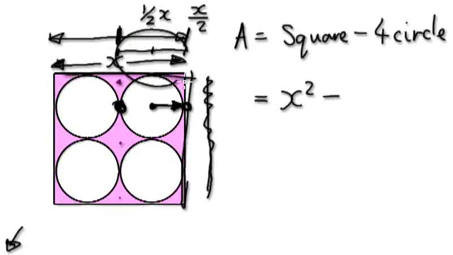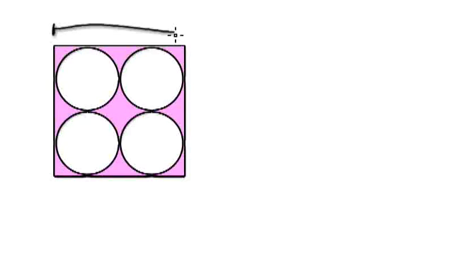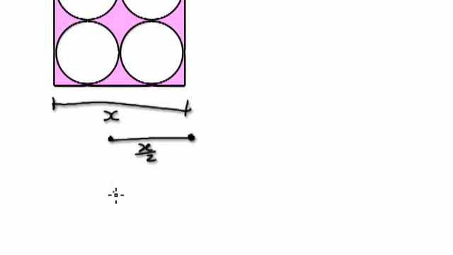But then this is our circle here, and we only need half of that. So half of x over 2. Let me start down here. From here to here is x. We want to know the radius of this circle here. From here to here is half of an x, isn't it? From here to here is x over 2, but we need half of that. So we've got x over 2, and then we need half of it.